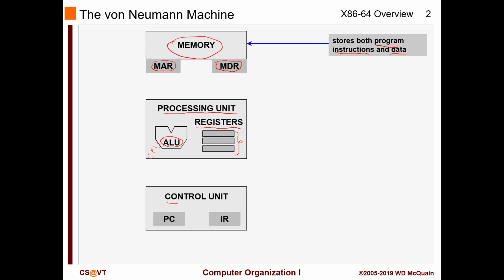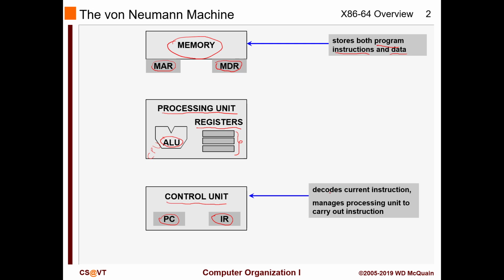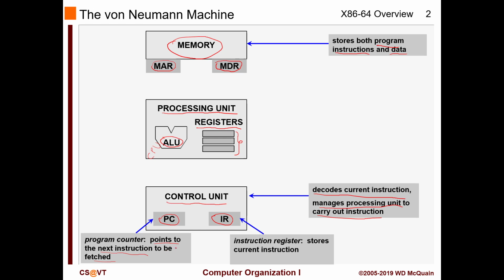And then we have the control unit. The control unit has two parts. One of them is the PC, which is called the program counter, and the IR, which is the instruction register. What the control unit does is decode the current instruction and manage the processing unit to carry out the instruction. The program counter points to the next instruction to be fetched. So if you have a program of multiple lines, it goes through them one by one and sends each to the processing unit. The instruction register stores your current instruction, and we will explain that soon enough.